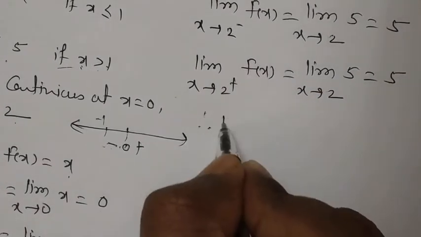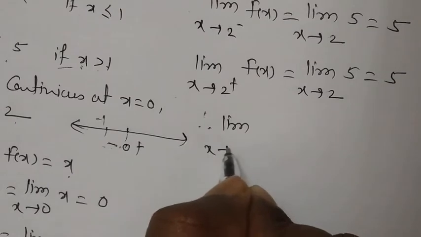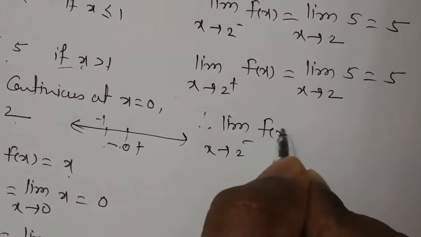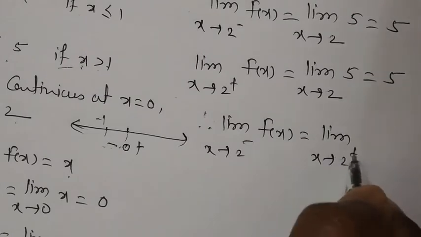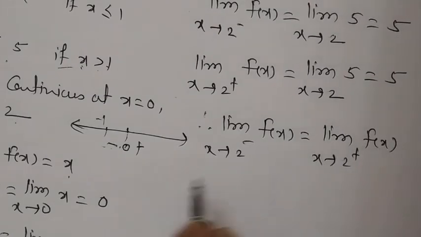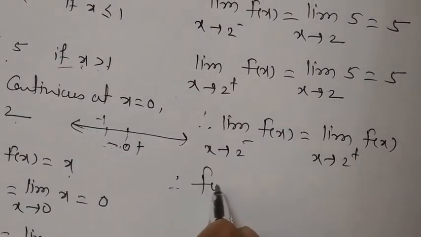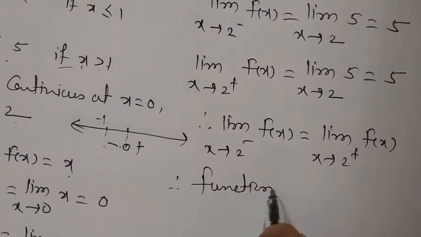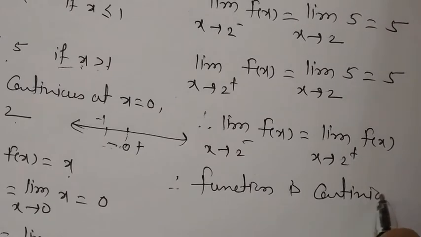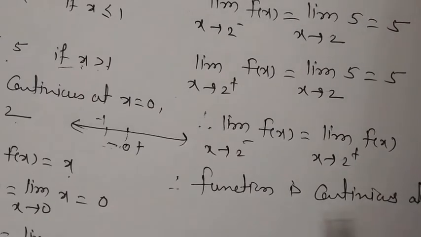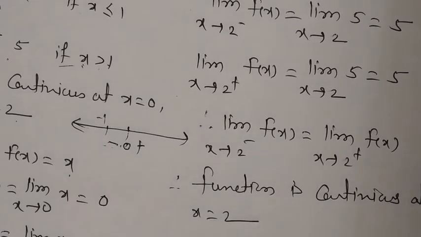We can write here limit x tends to 2 minus f of x is equal to limit x tends to 2 plus f of x. Therefore the function is continuous at x equals 2.